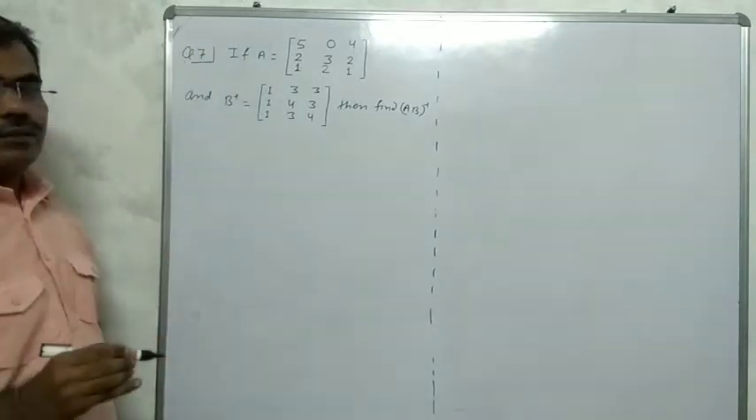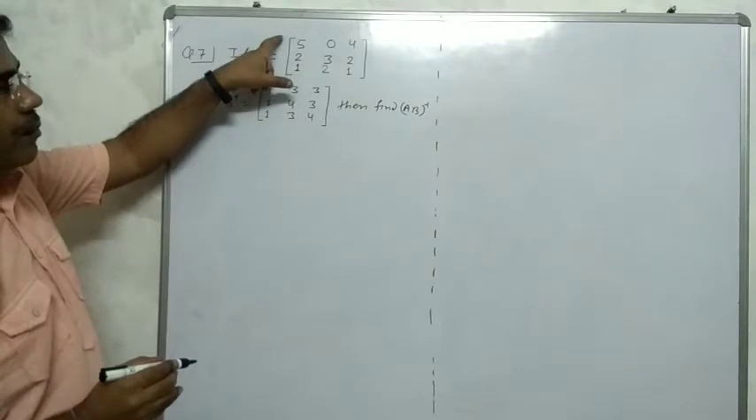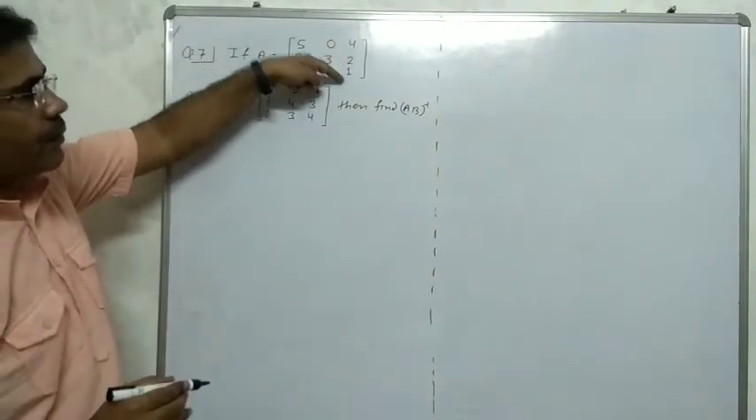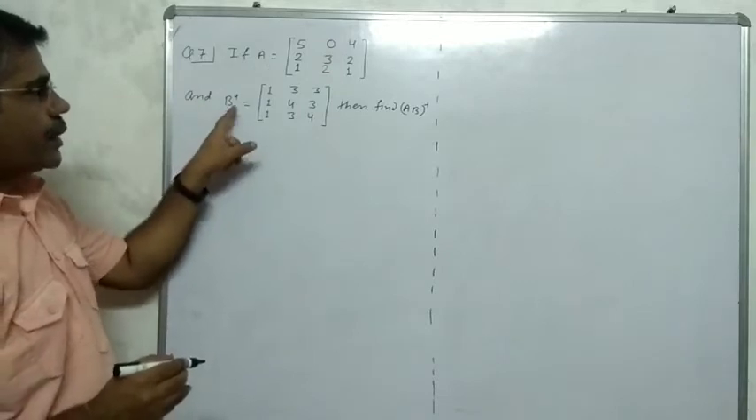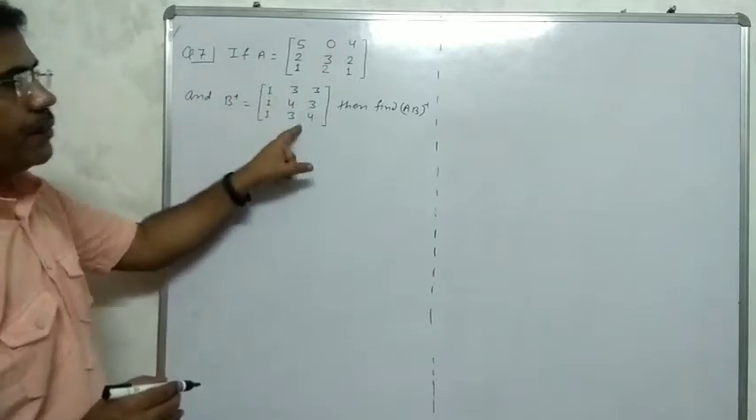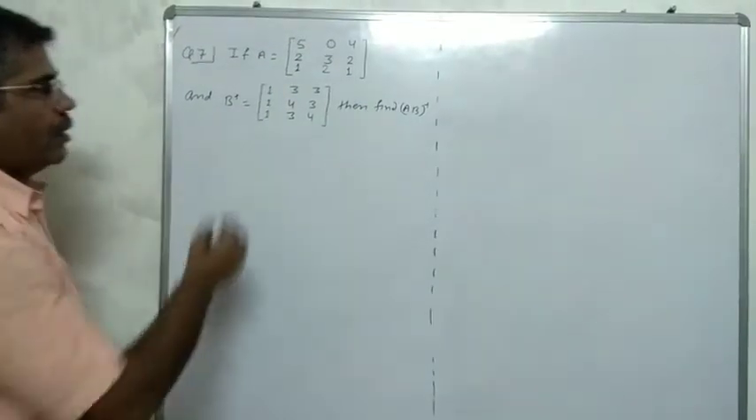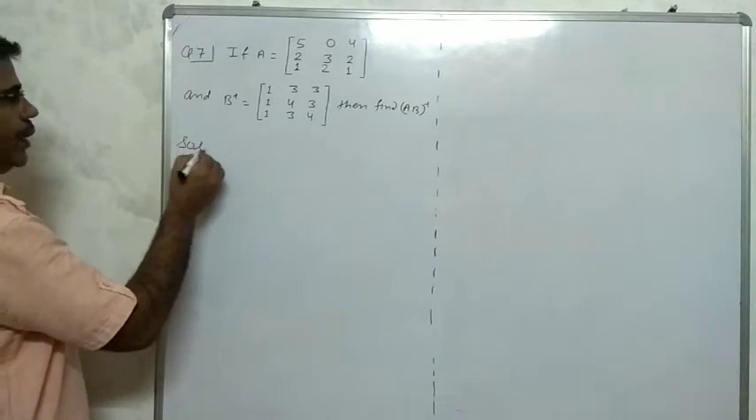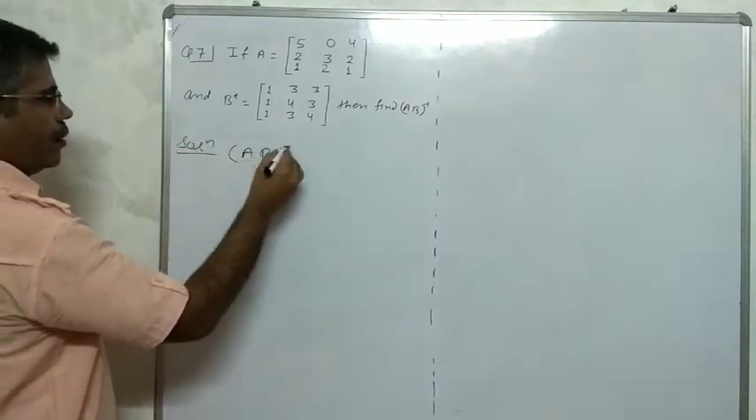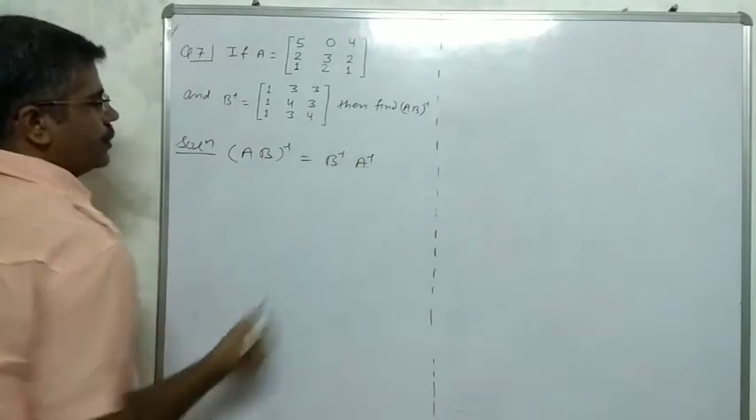Question number 7. If A equals the matrix [5 2 1; 0 3 2; 4 2 1] and B inverse equals the matrix [1 1 1; 3 4 3; 3 3 4], then find the value of (AB) inverse. We know that (AB) inverse is given by B inverse A inverse.